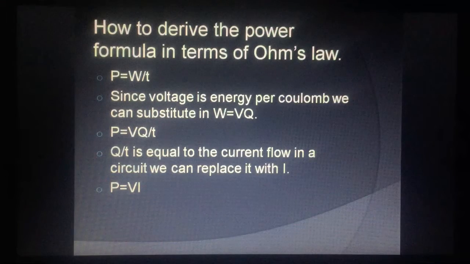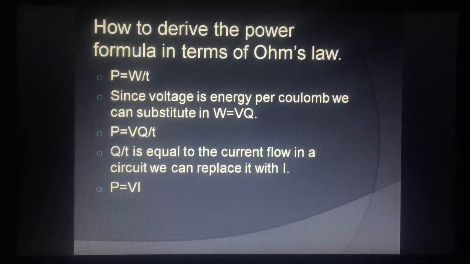So since voltage is energy per coulomb, we can substitute in that energy is equal to volts times coulombs. This gives us the formula that power is volts times coulombs over time. Since coulombs over time is equal to the current flow in a circuit, we can replace it with the letter I. This gives us power is equal to volts times current.